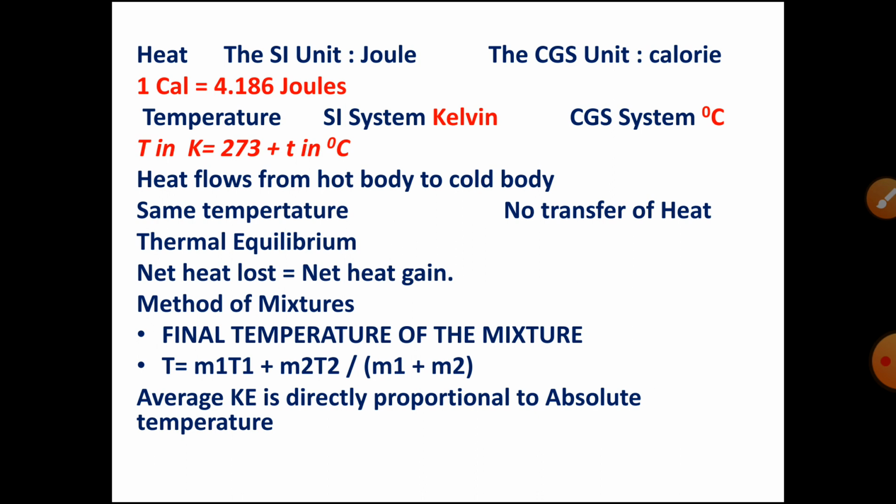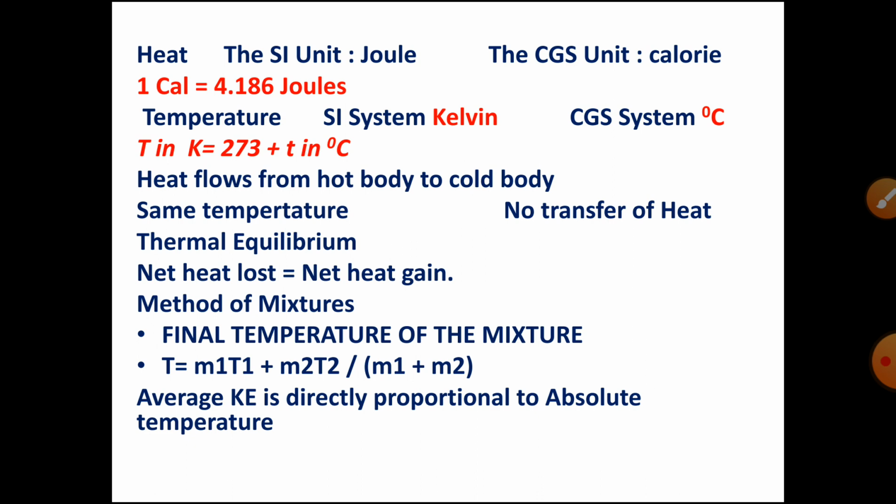The SI unit of heat is joule and the CGS unit of heat is calorie, and 1 calorie is equal to 4.186 joules. Temperature in the SI system is Kelvin and in the CGS system is degree centigrade, and the temperature in Kelvin is equal to 273 plus the temperature in degree centigrade. Heat flows from the hot body to the cold body, that means from the body at higher temperature to the body at lower temperature. Same temperature means no transfer of heat, and those bodies are said to be in thermal equilibrium.